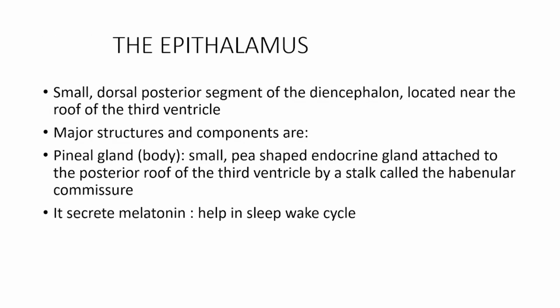Then we move to the next one, which is the epithalamus. I want to say that it is a small dorsal posterior segment of the diencephalon. It is located near the roof of the third ventricle. The major structure that we need to pay attention to is the pineal gland. Remember, the pineal gland is a small pear-shaped endocrine gland that attaches to the posterior roof of the third ventricle. And it is connected by what? It is connected to the third ventricle via the habenular commissure.